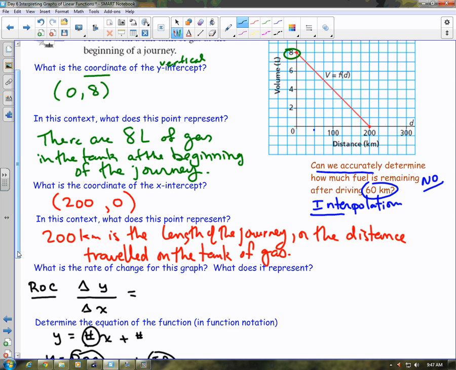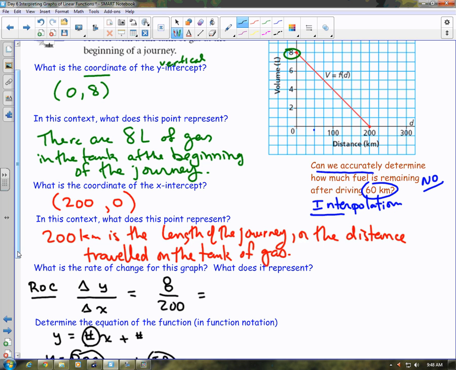So by looking at those 2 points, what has been the change in y? What did we start at? What did we finish at? 8, right? We started at 8, we're down to 0. So the rate of change is 8 over, and now what about the change in x? What did we start at? What did we finish at? Started at 0, finished at 200. So this is going to be 8 over 200.